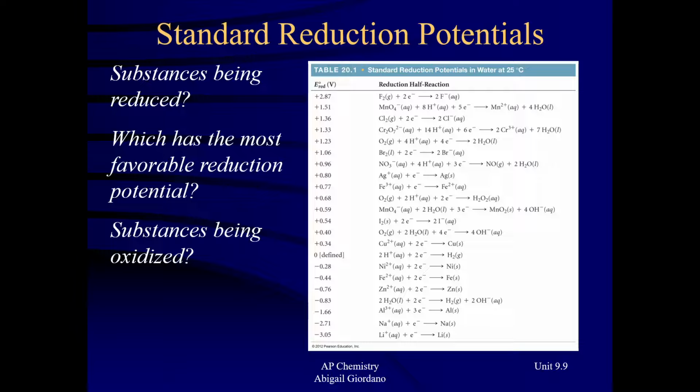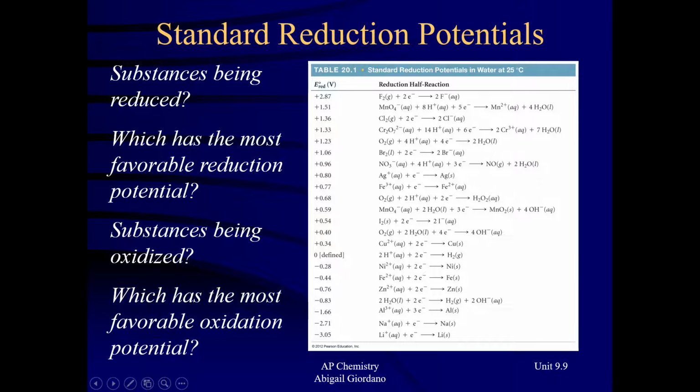Now, what happens to that potential value if you flip a reaction around? It changes sign. Okay? So here's the question. Which half reaction on this table would have the most favorable oxidation potential? So what I want you to do is imagine this whole chart with every half reaction flipped around and every potential value opposite in sign. But guys, the same law holds here.